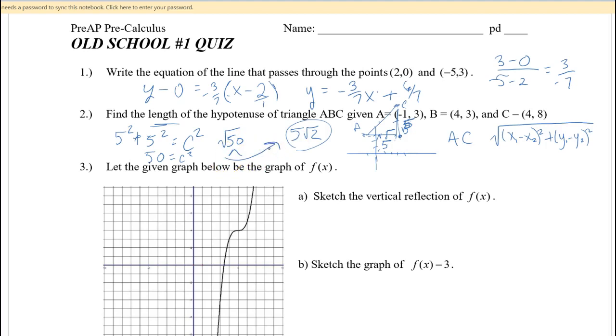So I took a lot of time explaining that one. It's because you have so many choices. I had 3 different ways I could have done this problem, and I wanted to show you all 3.